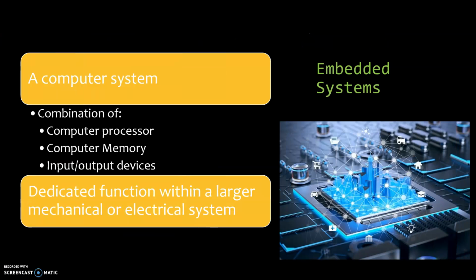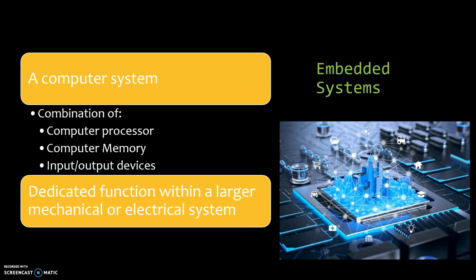So an embedded system is basically a computer system, a combination of the computer processor, computer memory, and the input and output devices. It also dictates functions within a larger mechanical or electrical system. Basically, it's like a brain that you can program to do multiple different things, like use a joystick to make a motor go forward or backwards, make a little car out of it, or make a button out of it.